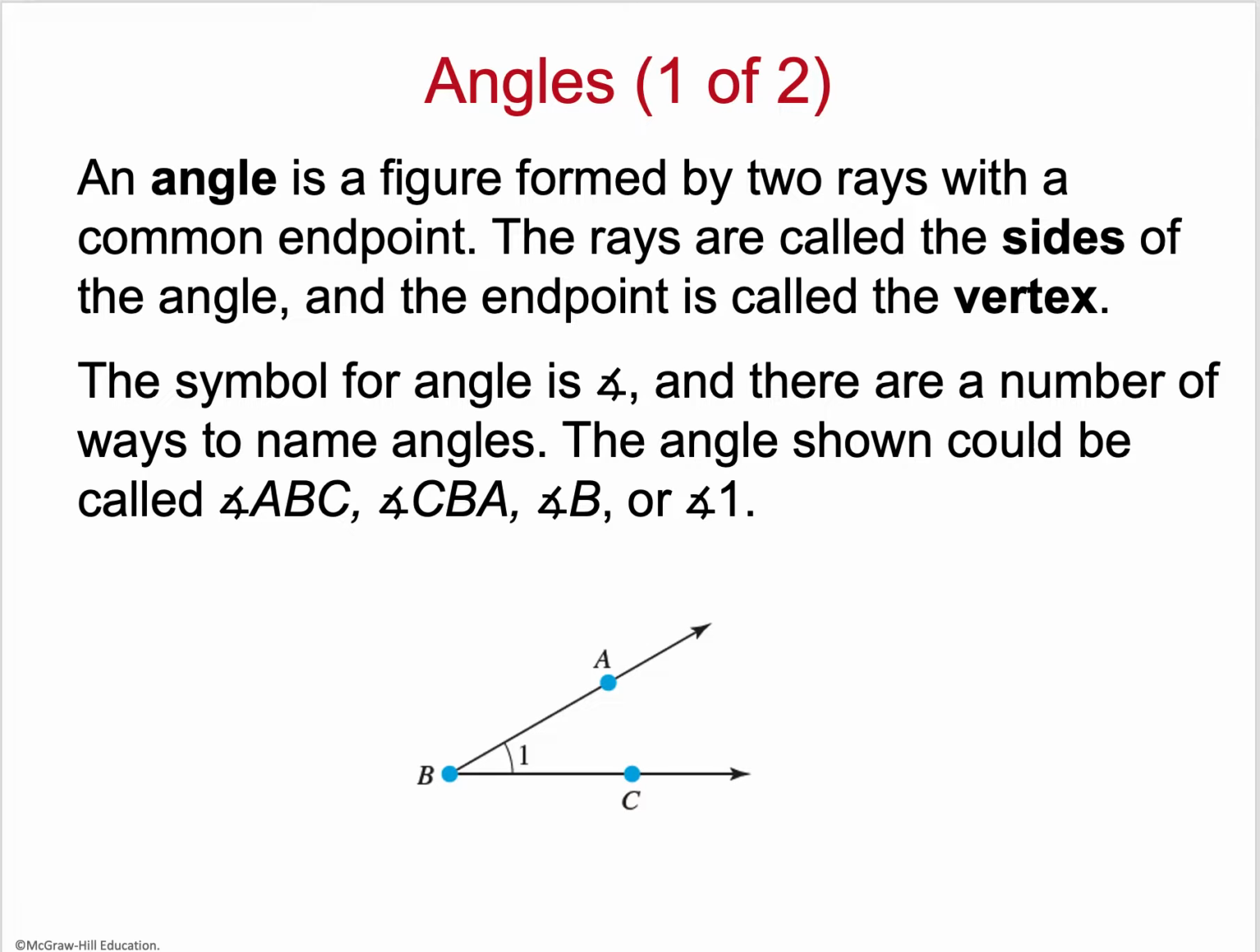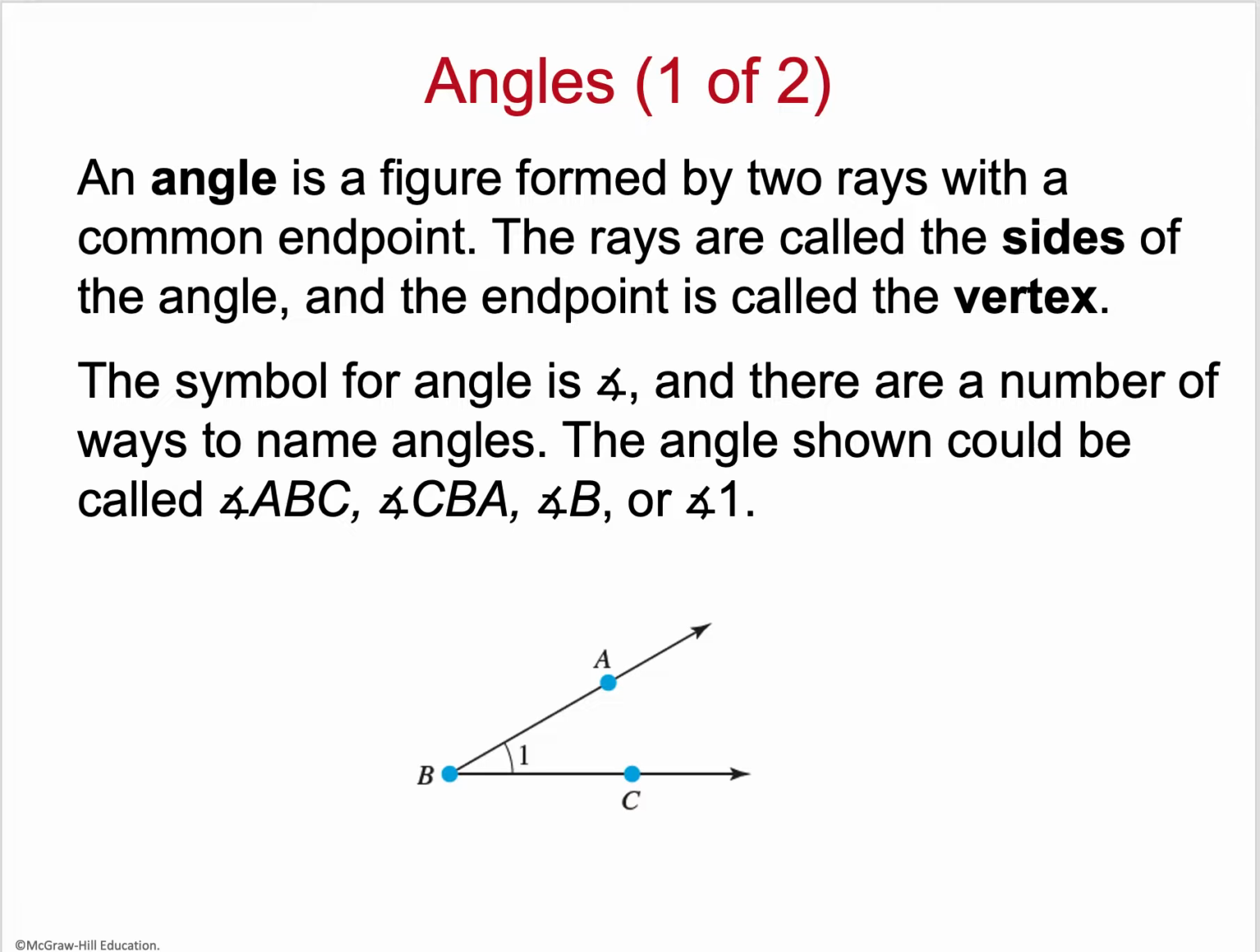An angle is therefore formed by two rays with a common endpoint. So that's a very different definition of an angle than we teach our students sometimes. But basically an angle is made by putting two rays together at one endpoint.